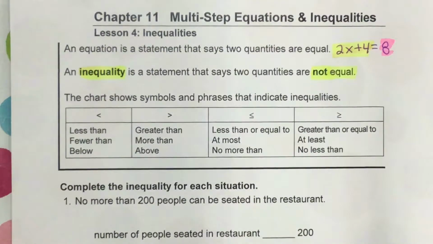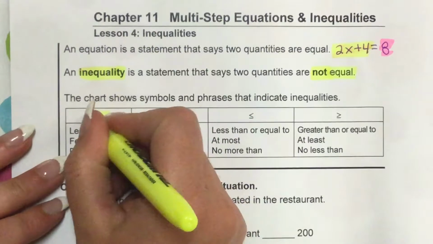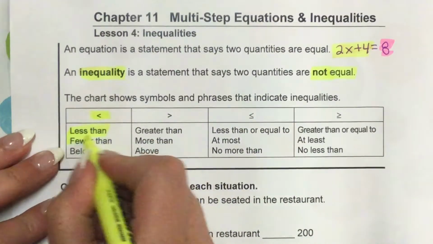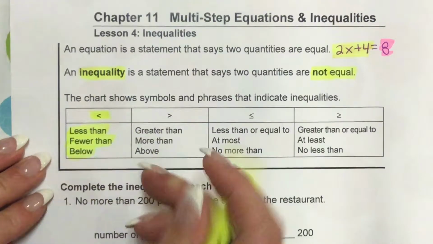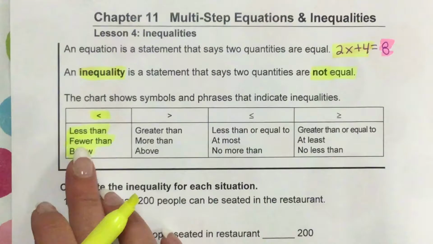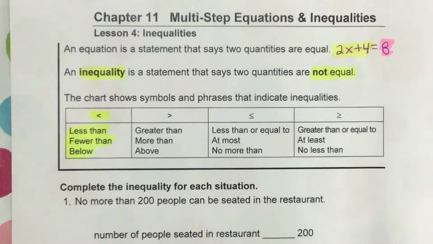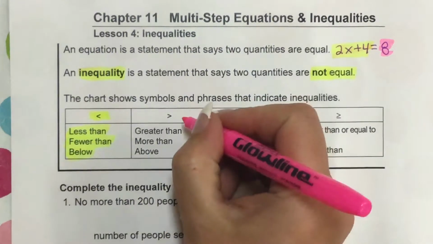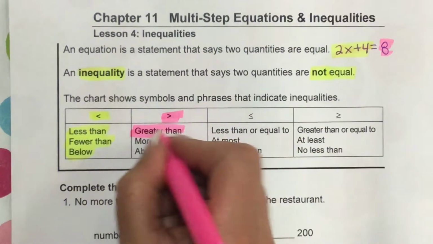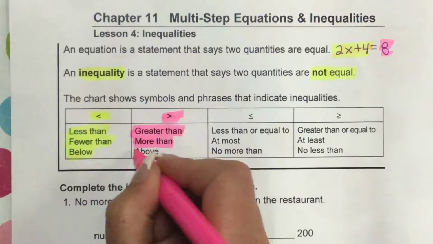So when you see something that looks like this, that is a less than. That means less than. It means fewer than or below. Okay, those are the key words for something that looks like this. If you have something that looks like this, the symbol means greater than, more than, or above.